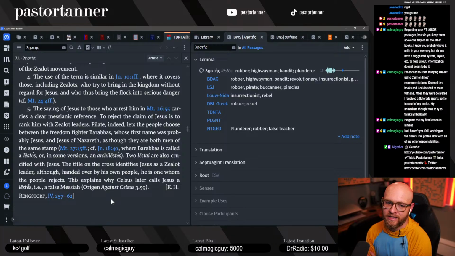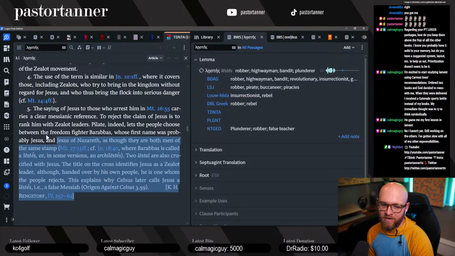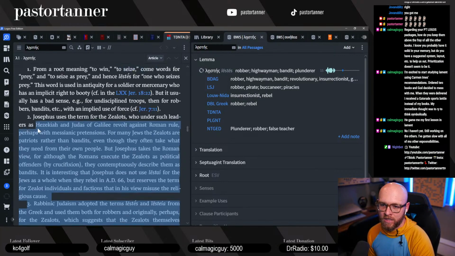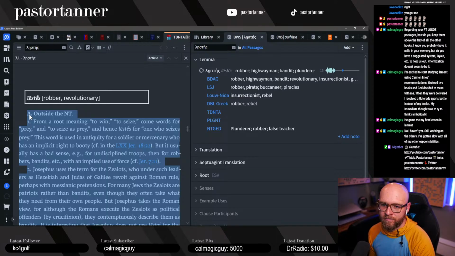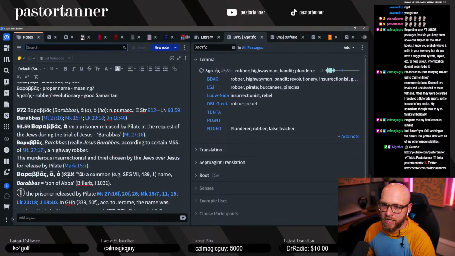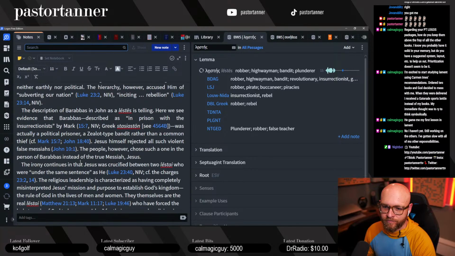Pilate, indeed, lets the people choose between the freedom fighter Barabbas, whose first name was probably Jesus, and Jesus of Nazareth, as though they are both men of the same stamp. Where Barabbas is called a lestes, or in some versions an archelestes, two lestai are also crucified with Jesus. The title on the cross identifies Jesus as a zealot leader, although handed over by his own people. He is one whom the people reject. This explains why Celsus later calls Jesus a lestes, a false messiah. End quote. Honestly, great section here from the Theological Dictionary of the New Testament, Abridged Kittel. Nice.